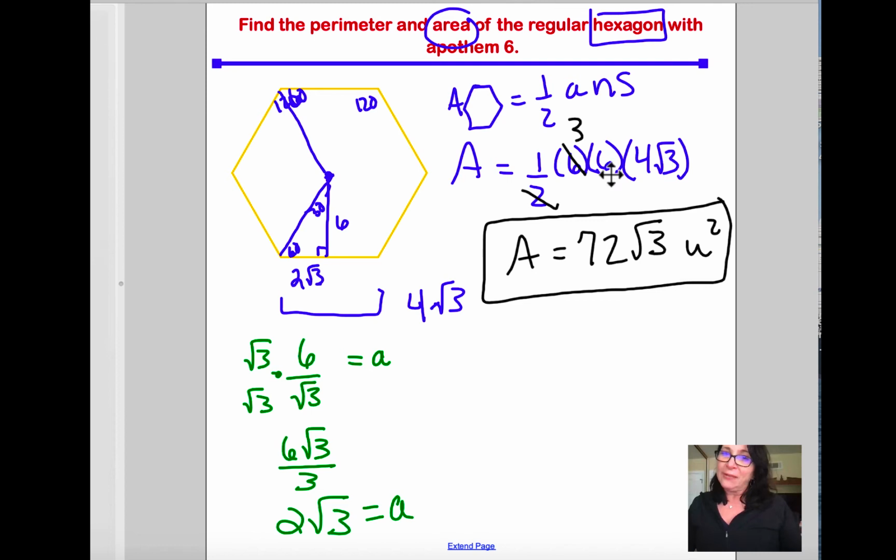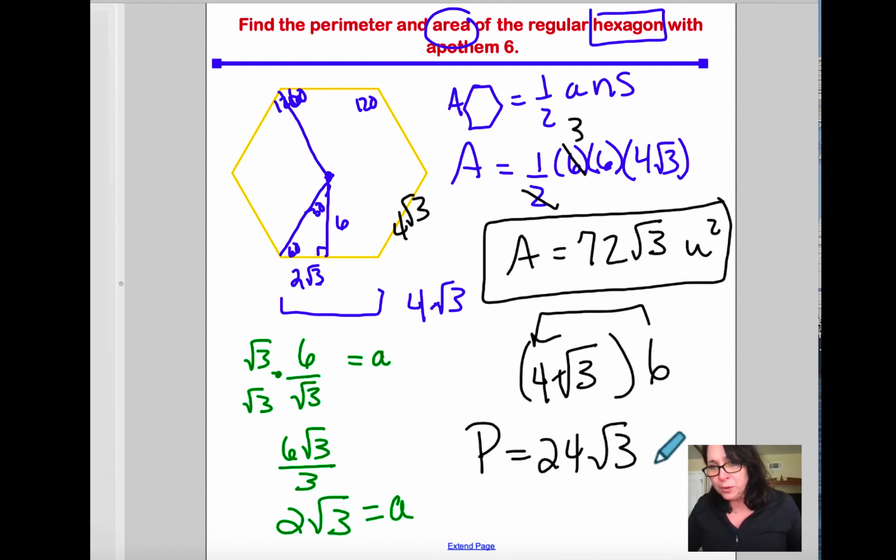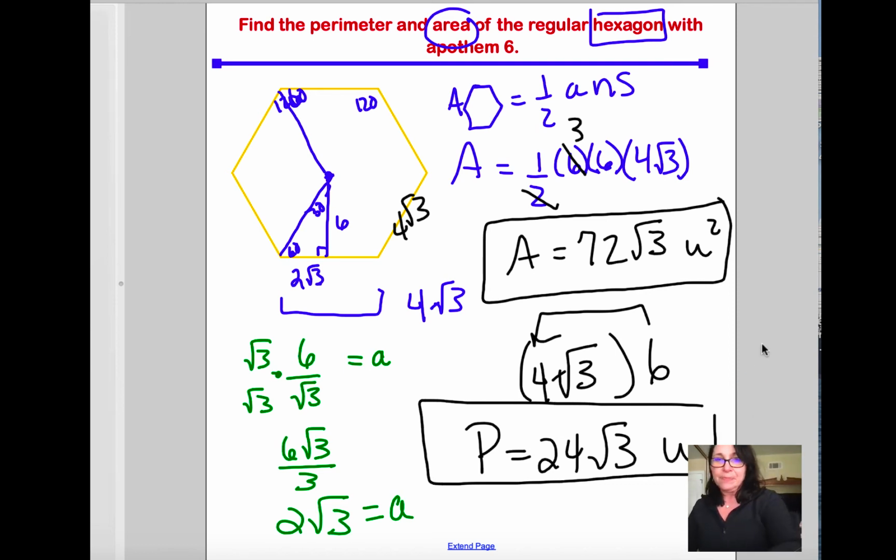Now, lastly, we have to find the perimeter. So we know that each of my sides is 4√3. So what I'm going to do is take 4√3 and multiply that value times 6, since I have 6 sides. So 6 times 4 is 24. So my perimeter is going to be 24√3 units. Not units squared, just units.